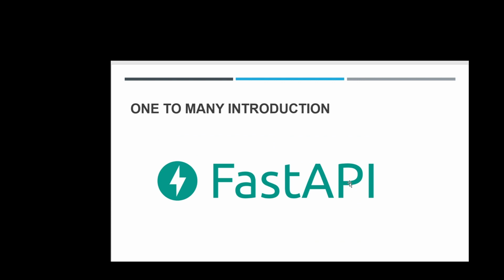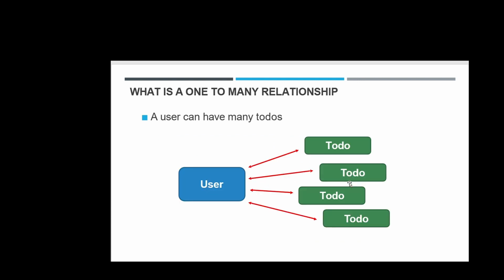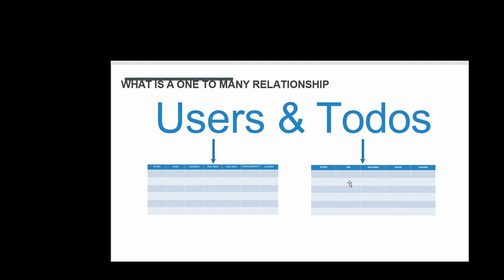Now we are going to understand what one-to-many means, an introduction. So we can have a user who has many to-dos. A user can have many to-dos, which means a one-to-many relationship, because we have just one user and he has a lot of to-dos. So we have the users table and we have the to-dos.